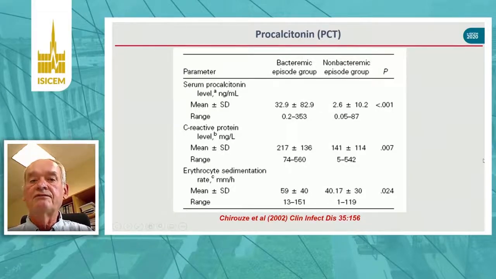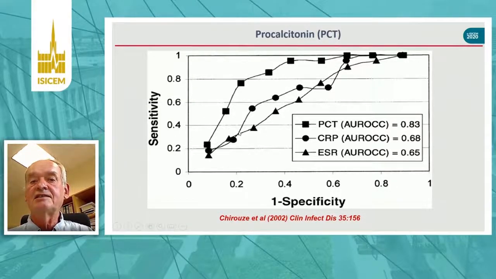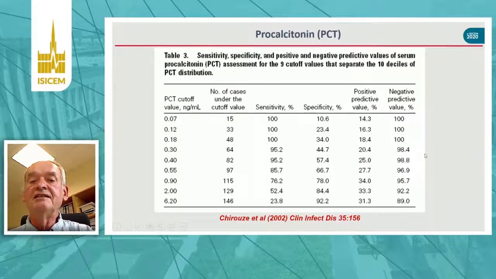However, if you look at the ROC curve, you see that CRP and ESR do not have a very good performance, whereas the PCT is about 0.83 with the area under the ROC curve. And now this is the key table which I want to show you. Here again, you see the trend.